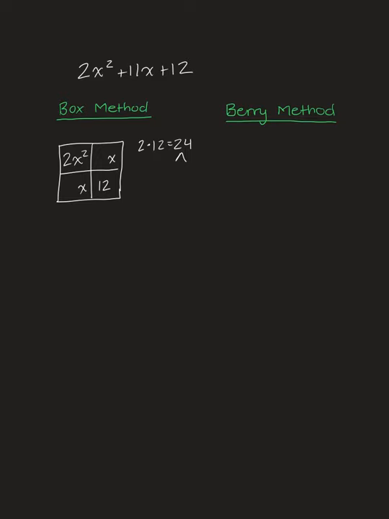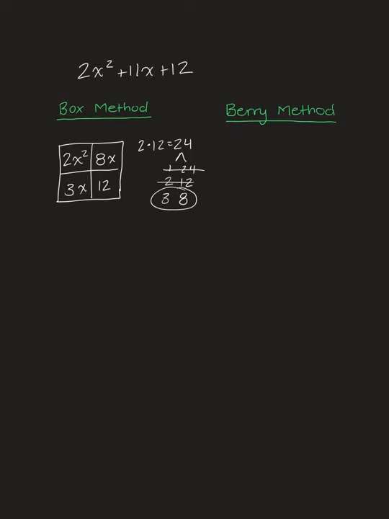Okay, so let's just go down the line. 1 and 24, that gives you 25, not gonna work. 2 and 12, that gives you 14, not gonna work. 3 and 8, there you go. Those are your magic numbers. Okay, so you can plug them in.